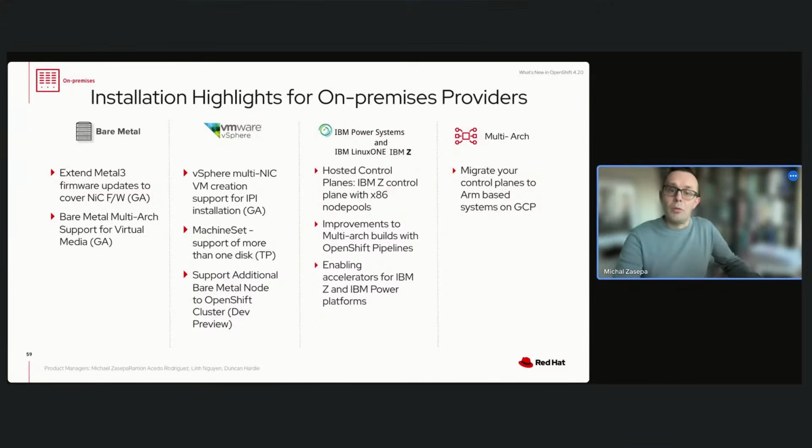On the IBM side, we are extending our hosted control plane with IBM Z control plane supporting x86 node pools. We are also making improvements to multi-arch builds using OpenShift Pipelines and Konflux, enabling accelerators for both IBM Z and IBM Power platforms. Finally, in multi-arch, we are working on making it possible to automatically migrate your control plane to ARM-based systems on GCP. I hope you will enjoy using those features and share your feedback.